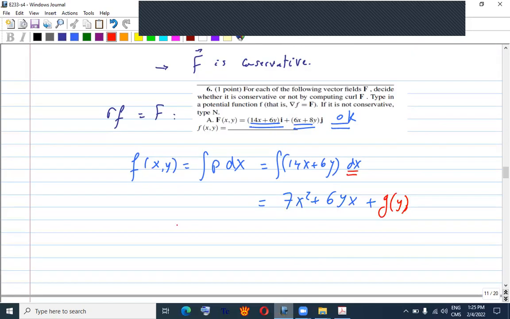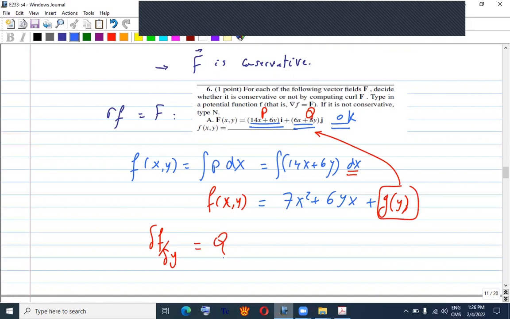Okay, now the second step is what? This is your potential function so far, but what is missing is to find the g of y. And we use now Q. This is P, this is Q. Now we don't integrate, we derive. The derivative of the potential function with respect to y is my second component Q. This is your second step. First step, always you integrate. Second step, you derive. And if there's a third step with the z, you derive again.